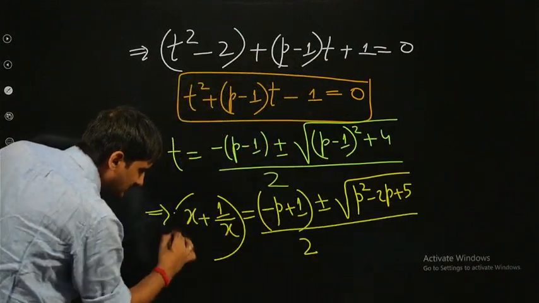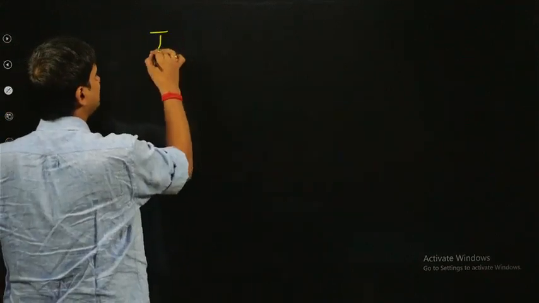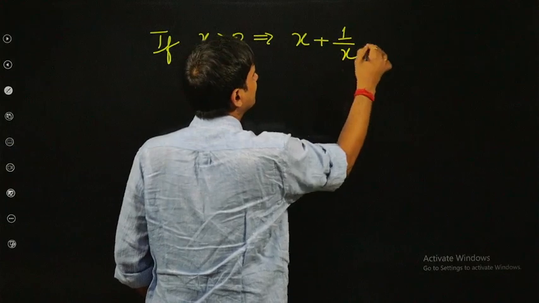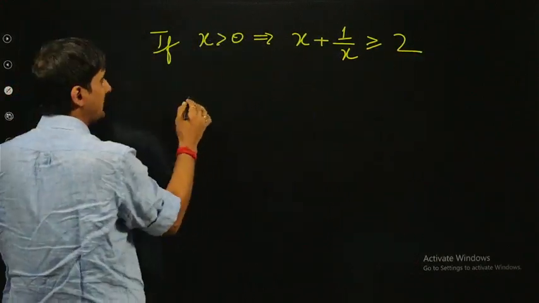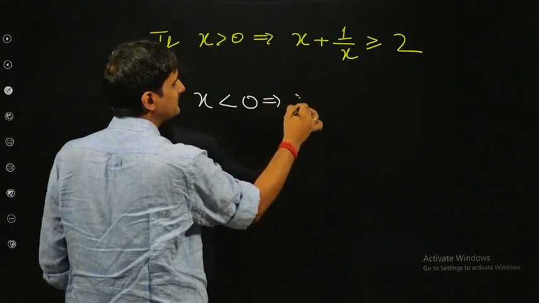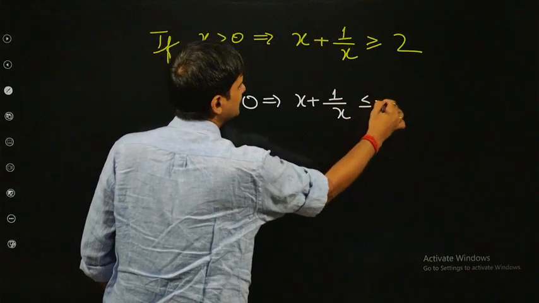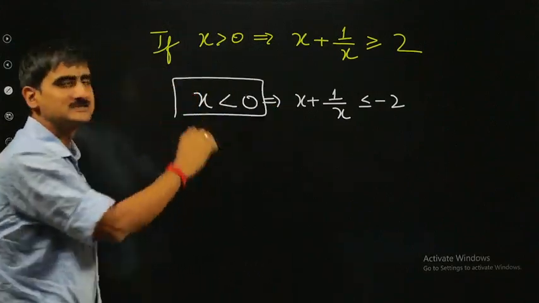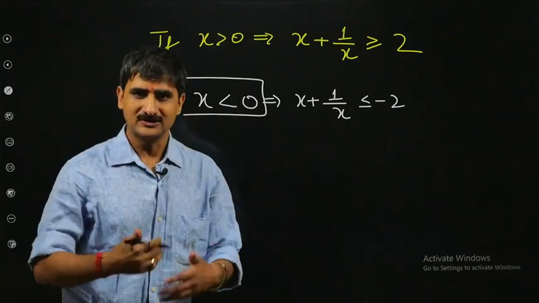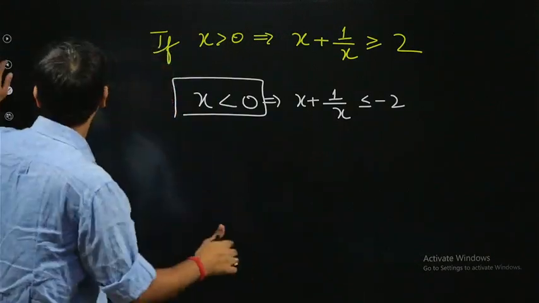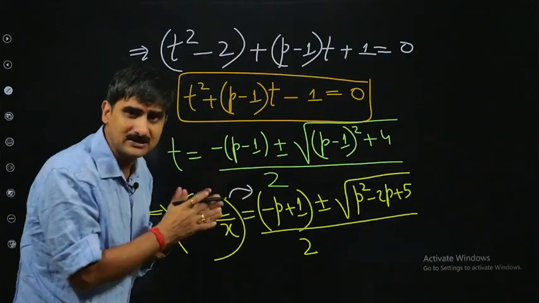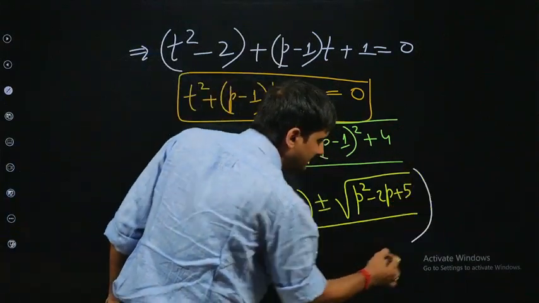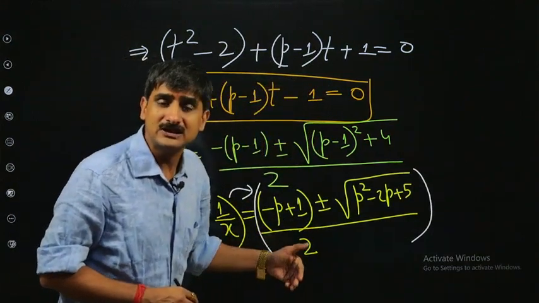Now there's something special about this one also, and what is it? We know that if x is positive, then x plus 1 by x is always greater than or equal to 2. And if x is negative, what does that mean, children? That means x plus 1 by x will be less than or equal to minus 2, and since we need negative roots, we will get negative roots only when this holds, only when x is negative. What does that mean? If we are claiming that this equation has any real root, I am talking about just real roots, then this should be either greater than or equal to 2 or less than or equal to minus 2.